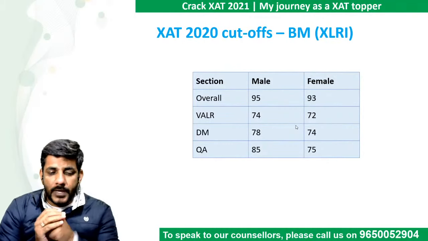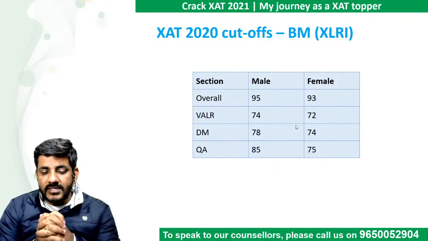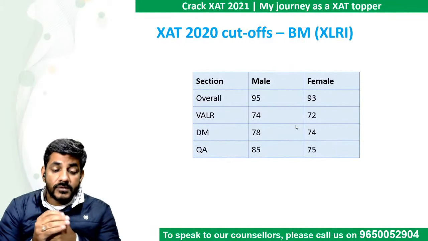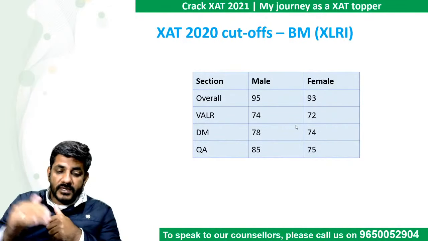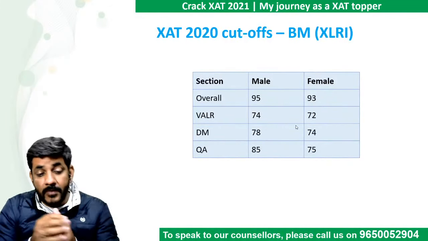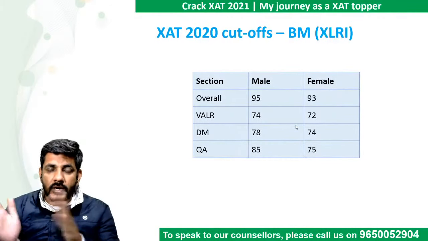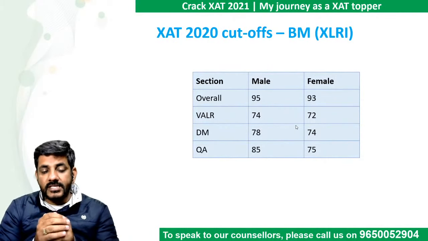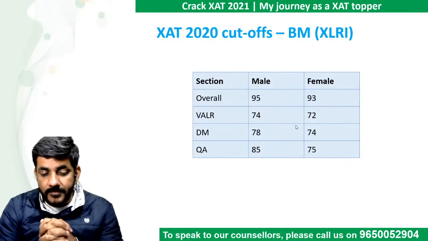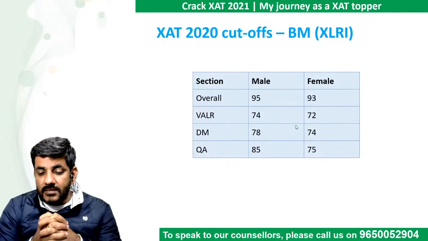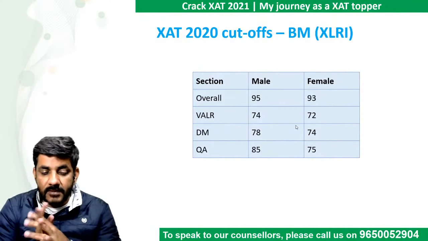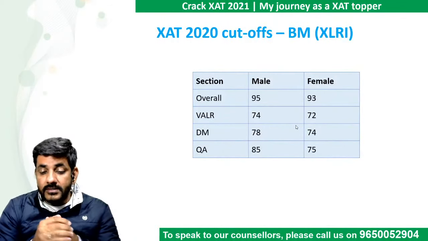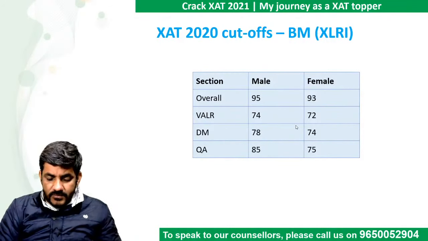I mean, in 2020, there were two different overall cutoffs for males and females. This year there are probably going to be 4 cutoffs. In males they have done 2 segregations, and in females also 2 segregations, engineers and non-engineers type. So 95 for males, 93 for females overall. But if you look at the sectional cutoffs, for VALR and decision making, they were in the 70s, but for quantitative aptitude, they were in the 80s for males. For females, they were all approximately in the 70s. These are the cutoffs for BM.